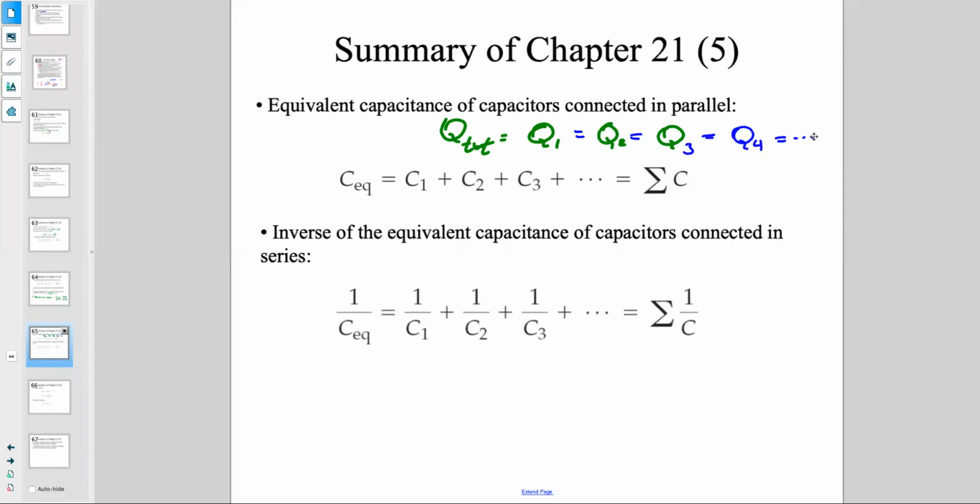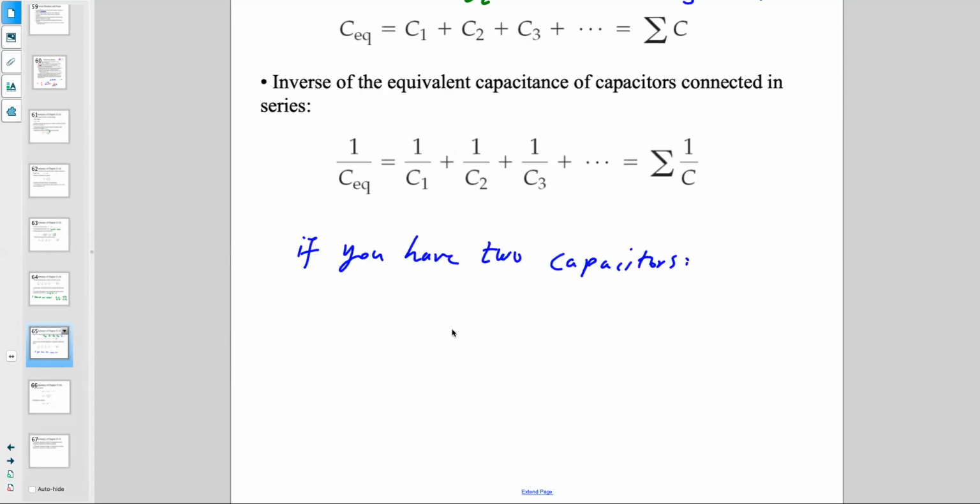And inversely to resistors, if capacitors are connected in series, then you would have 1 over C equivalent equals 1 over C1 plus 1 over C2 plus 1 over C3 and so on. And if you have two capacitors, then C total is C1 C2 over C1 plus C2.